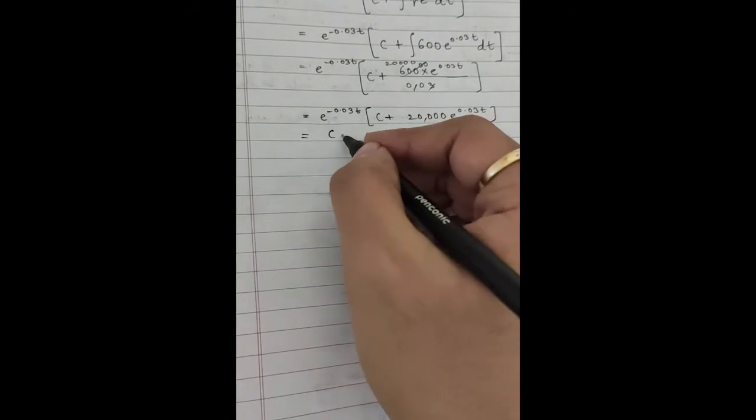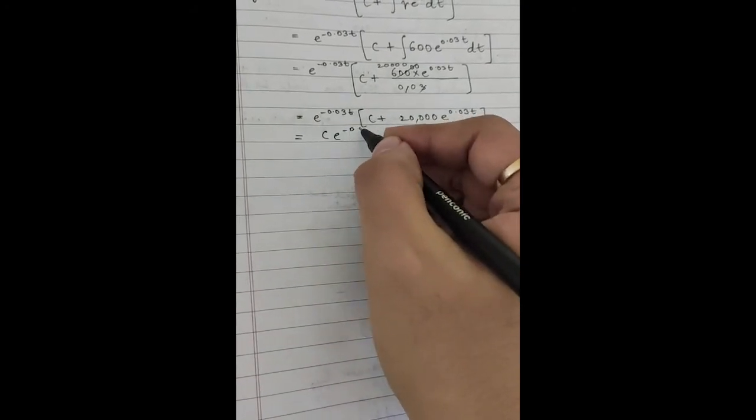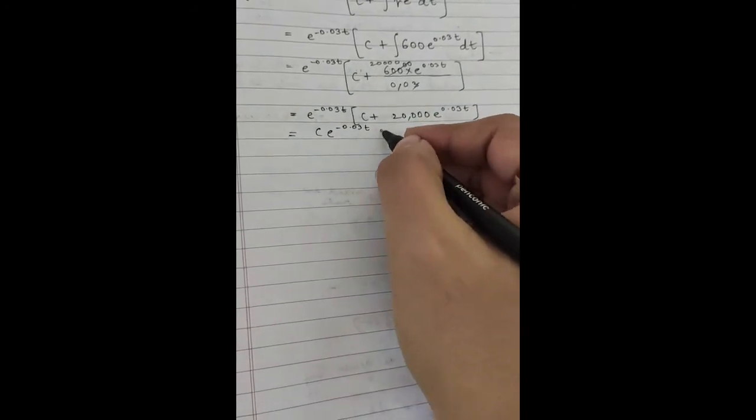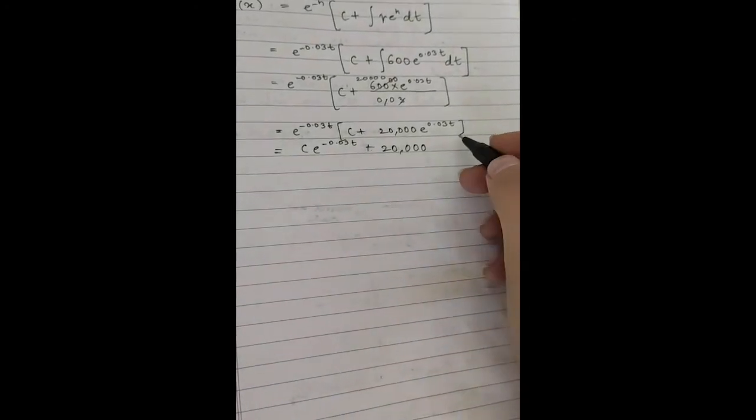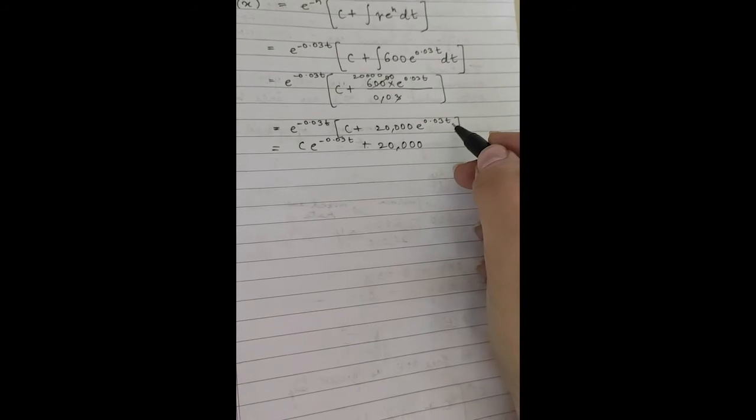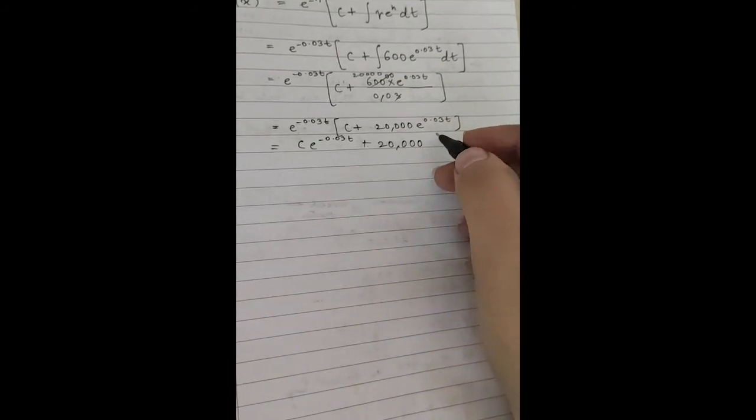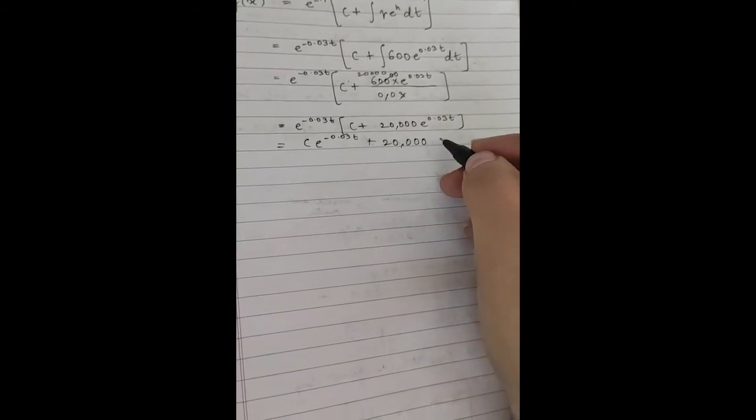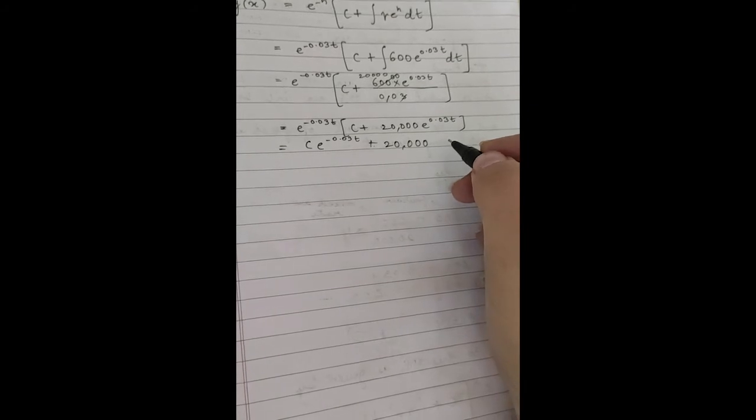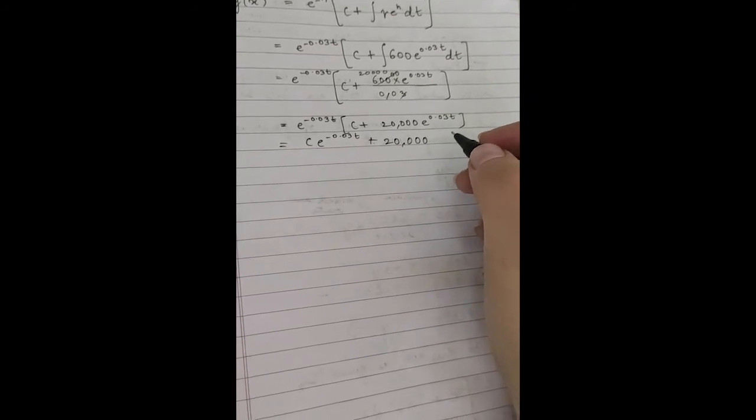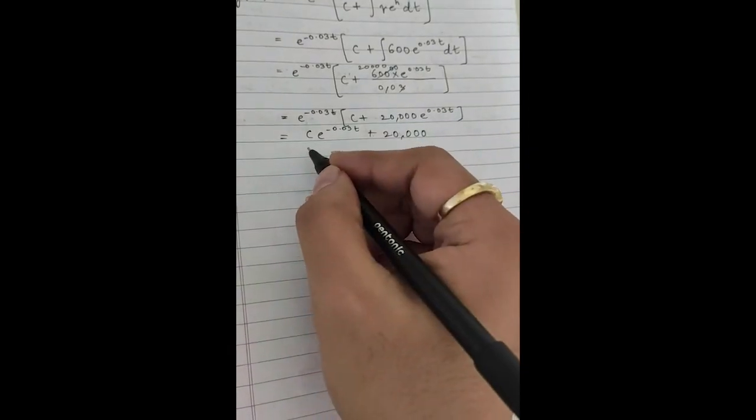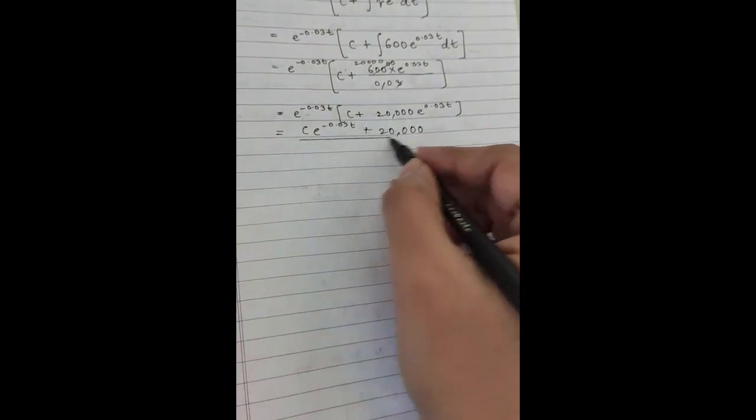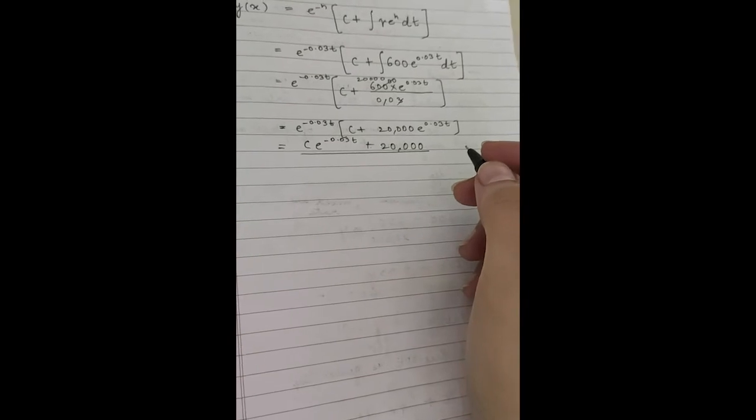So we'll open that now. We have c e raised to minus 0.03 t plus 20,000 e raised to 0.03 t, and the powers will add up and become 0. So e raised to power 0 will be 1, and we will only have 20,000 remaining. So this will be the equation.